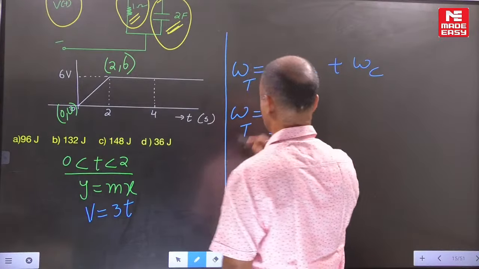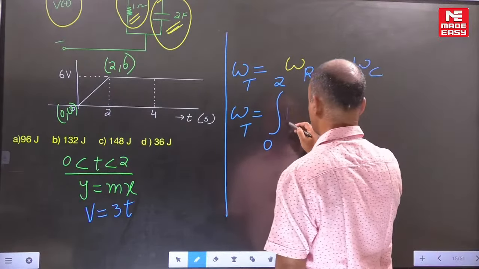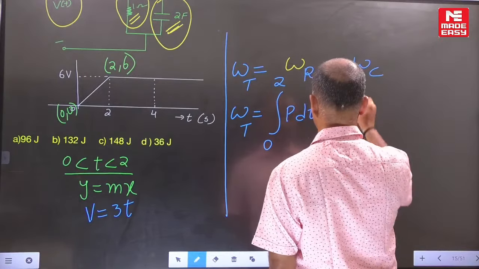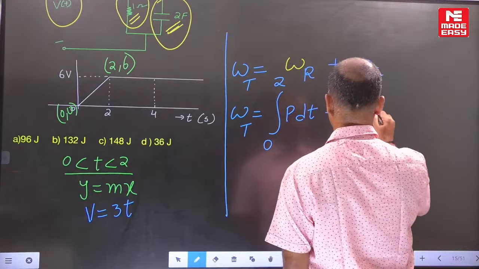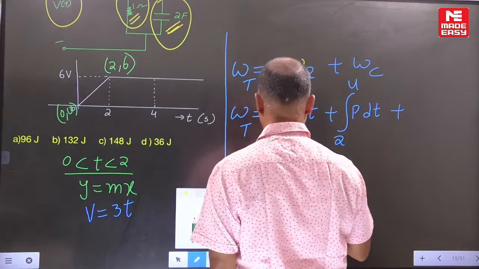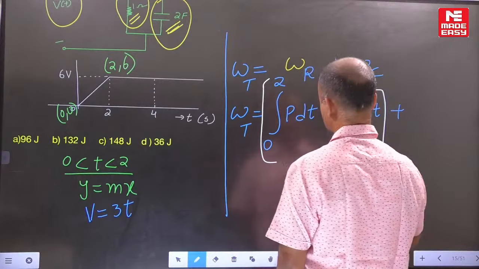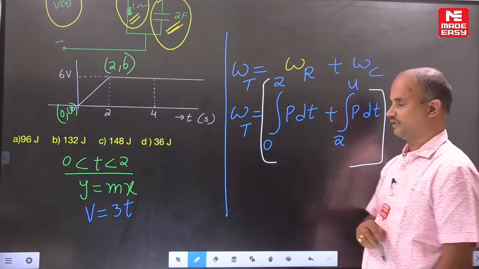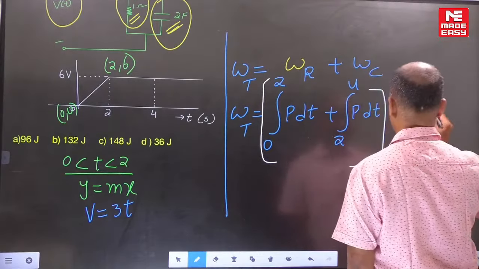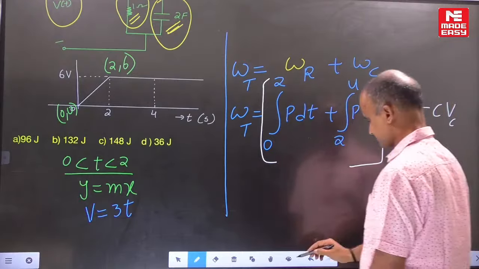Now for the resistor, we can divide this into 2 intervals. Simply we can write the general equation as integral of p dt, over 0 to 2 seconds and 2 to 4 seconds. The sum of these two indicates the energy corresponding to the resistor. Now what about the capacitor? Directly you can write the formula as half CV square.